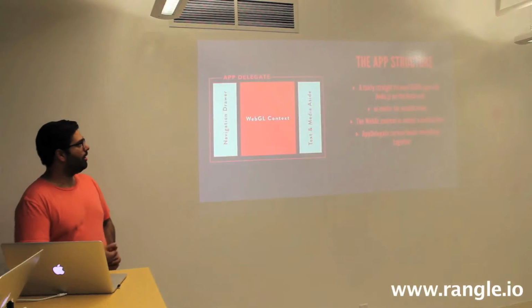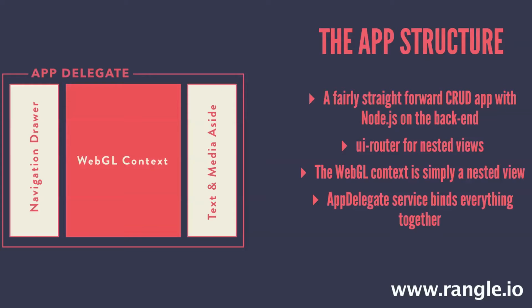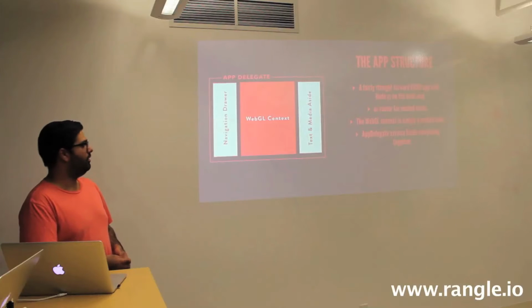So I want to talk a little bit about the structure of the app. It was mostly a straightforward Angular CRUD app with Node on the back end. We use UI Router for nested views. If you've never heard of UI Router, it's an alternative to the Angular default built-in router, which gives you nested views. And the amazing part was that the WebGL Context was just one of those nested views.